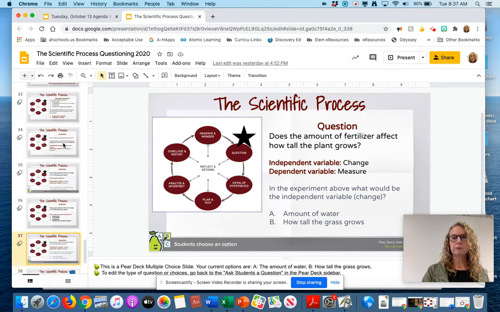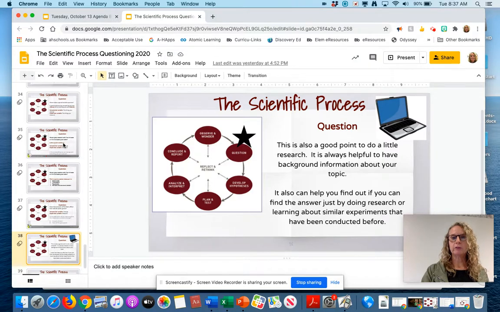So does the amount of fertilizer affect how tall the plant grows? Let's determine what is the independent variable and what's the dependent variable. So what would be changed about this? What would we be changing? Again, we would change the amount of water. This is also a good point where at the end of the scientific process we would do a little research. It's helpful to have background information about your topic. So we're going to talk more about that tomorrow, but this is the point where you would find out more before you move into your experiment, so you're not repeating someone else's experiment, or you might learn something where, oh, I don't need to do that, but I could do this in my experiment.